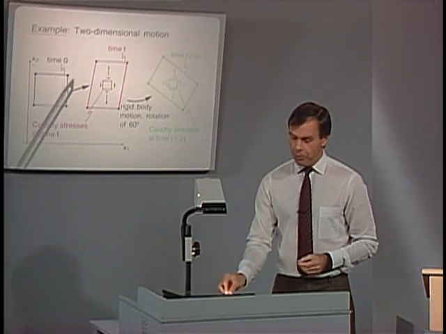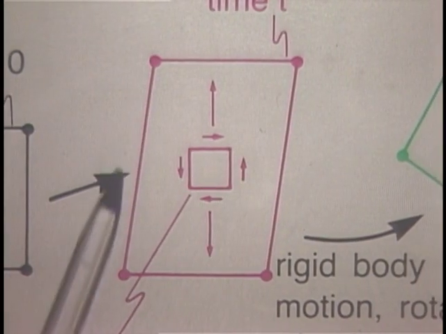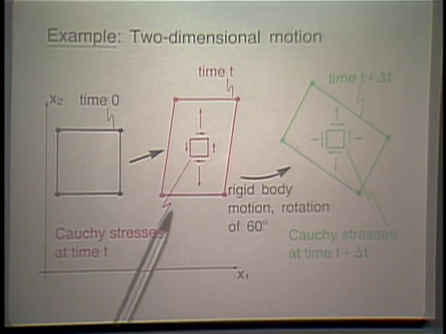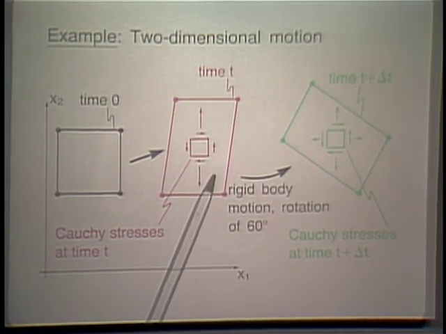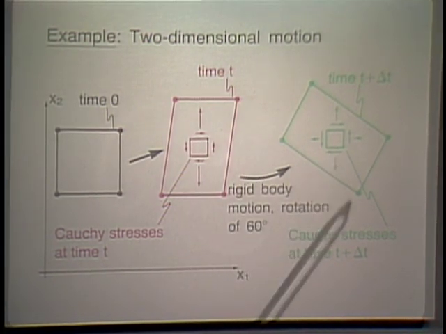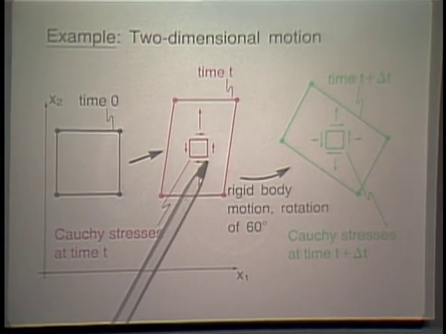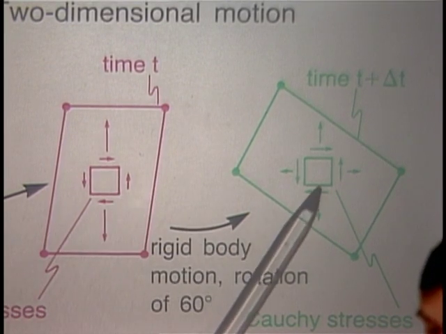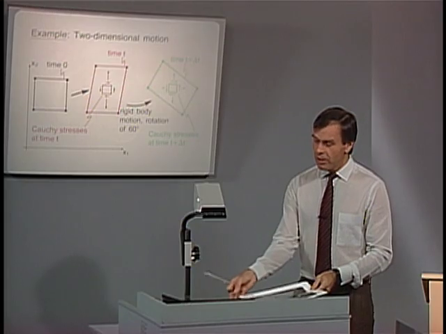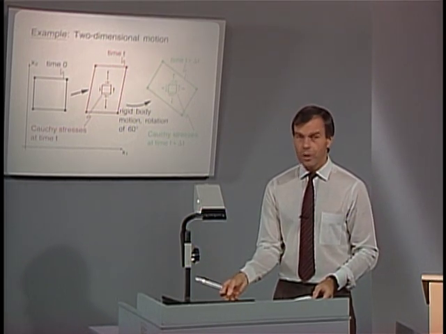The example of a 4-node element being stretched and rotated as shown here, and then rotated as shown here. Notice that from time t, shown as the red configuration, to time t plus delta t, we have only a rigid body motion, a rotation of 60 degrees. Of course, the material would be subjected to some Cauchy stresses in this configuration and Cauchy stresses in this configuration. Let us see how the Cauchy stresses and how the second Piola-Kirchhoff stresses evolve during this motion.